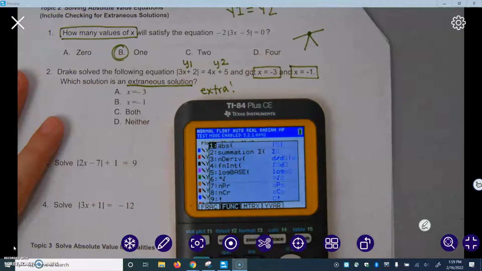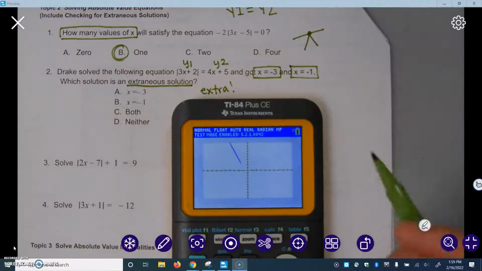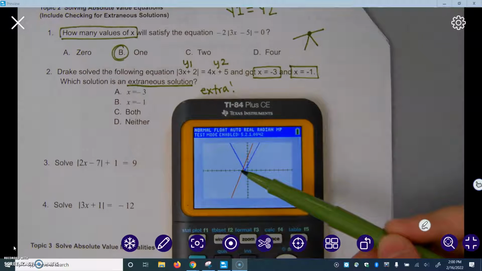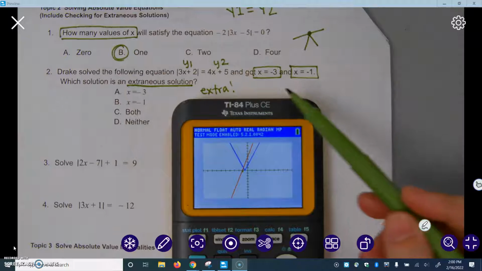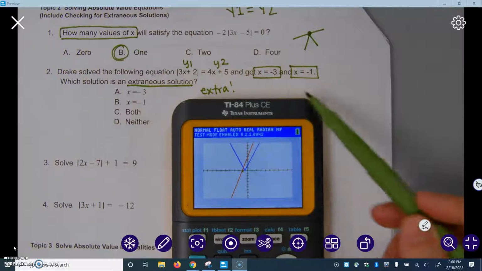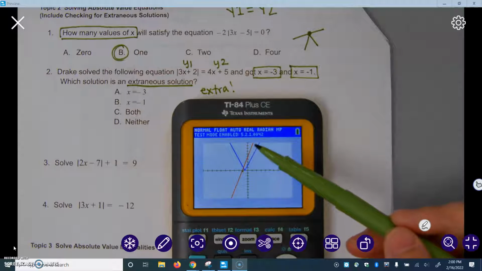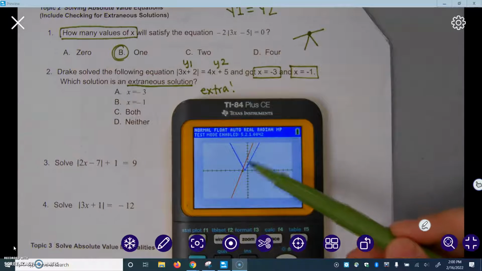So alpha window, 3x plus 2 in y1, 4x plus 5 in y2. I'm going to graph it. All right, and I only see one solution. So if he got 2 and I only see one intersection, then one of those is the extra answer. And I can tell I do not need to zoom out because my blue and the red are getting further and further away, so they're not going to intersect anymore.